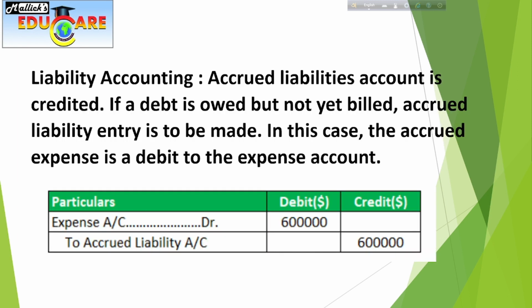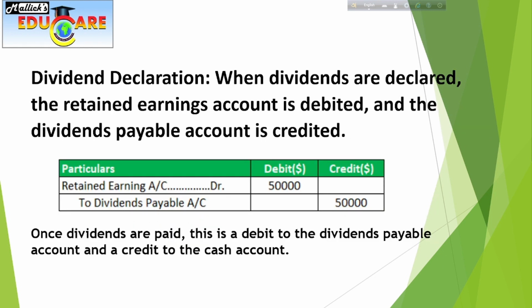Liability accounting. The accrued liabilities account is credited if a debt is owed but not yet billed. An accrued liability entry is to be made. In this case, the accrued expense is a debit to the expense account. Expense account debit, accrued liability account credit 600,000.